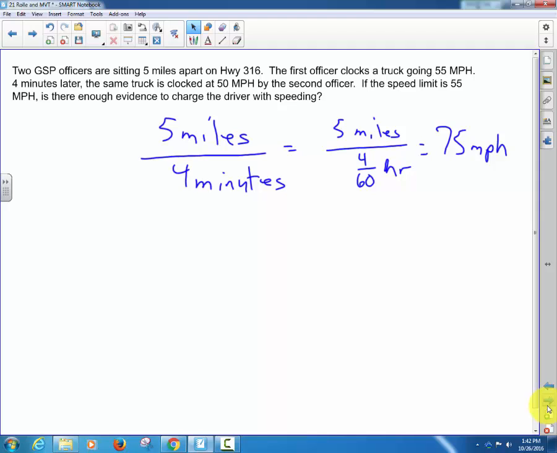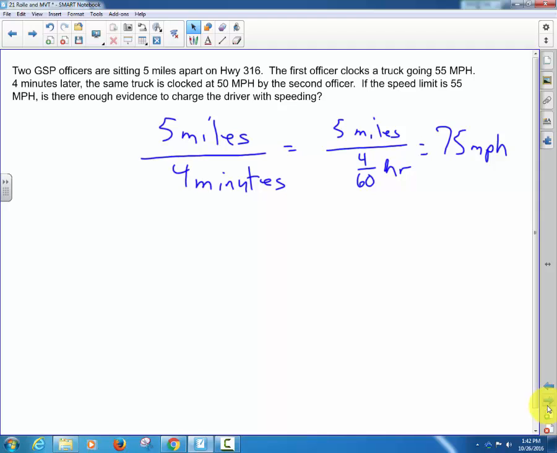Would y'all agree mathematically with that now? I mean, he drove 5 miles. It took him 4 minutes to do it, so his average speed was 75 miles an hour. So we can give him a ticket? What do you think? I mean, yeah, there's enough evidence there to give the man a ticket.